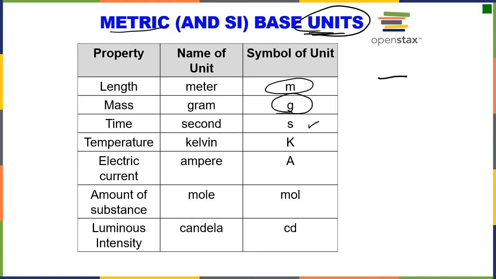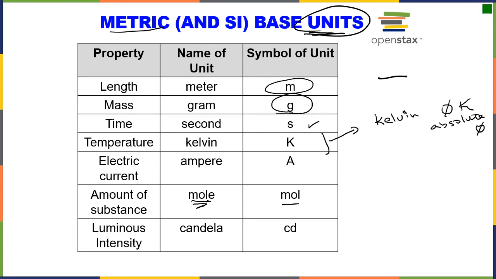Time is seconds. How much we have of a substance is going to be moles, and we shorthand that with an MOL. But the most important units that we have here are length is meters, mass is grams, how much is moles, and then temperature. We're going to have two different units we use for temperature in this class. We're going to have the SI unit, which is kelvins.